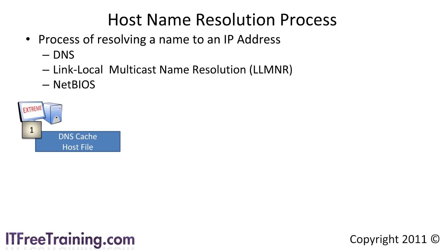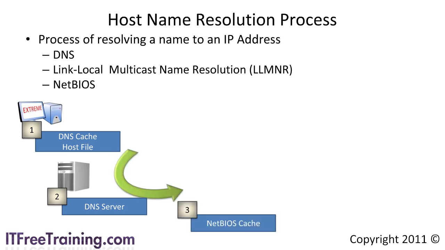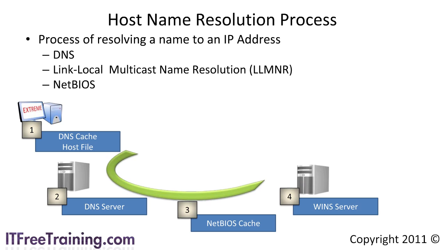If the request cannot be resolved from the DNS cache, the computer will contact its DNS server. If the DNS server cannot resolve the name, the computer will then check the NetBIOS cache. If the host name cannot be resolved in the NetBIOS cache, Windows will then contact a WINS server. I will cover WINS in more detail later on, but for the present, think of it as the NetBIOS implementation of DNS. Since WINS is being phased out and being replaced by DNS, it is possible you may not have a WINS server on your network.